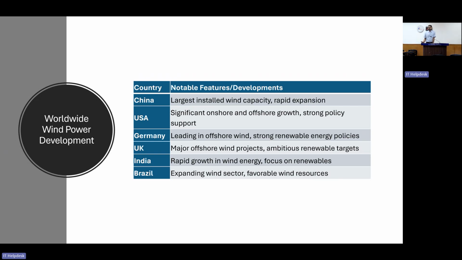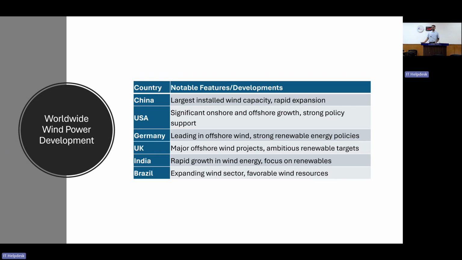Okay, Germany is one of the leading offshore wind energy tapping countries in the EU, and it is also giving a lot of push through policy interventions in the renewable energy sector. Okay, the UK is one of the major offshore wind project leading countries, and it also has ambitious targets to achieve higher renewable energy mixing with the typing of wind energy technology.